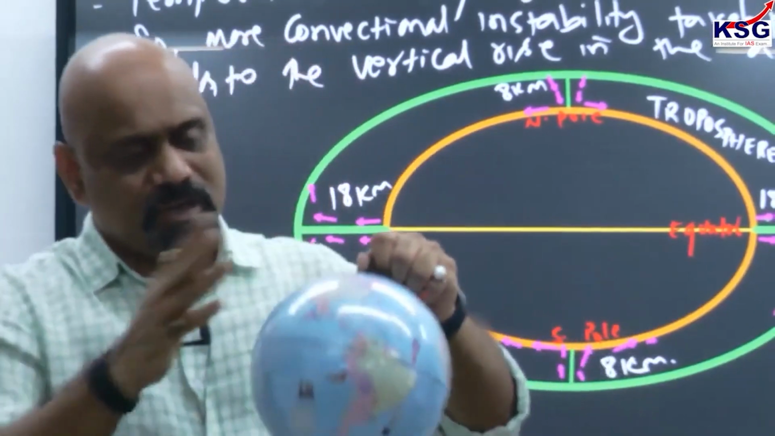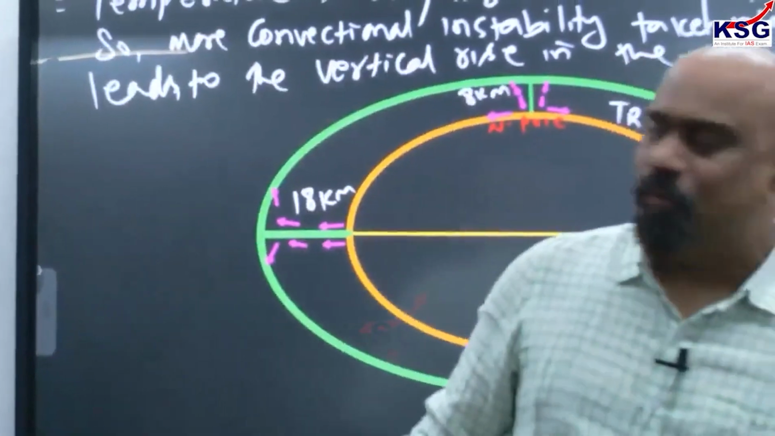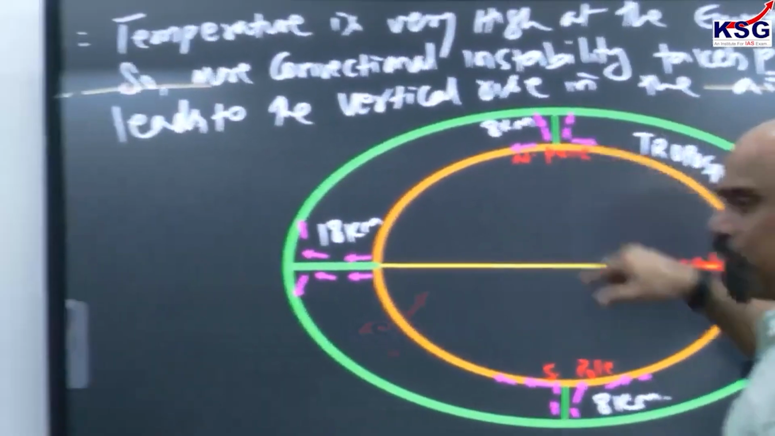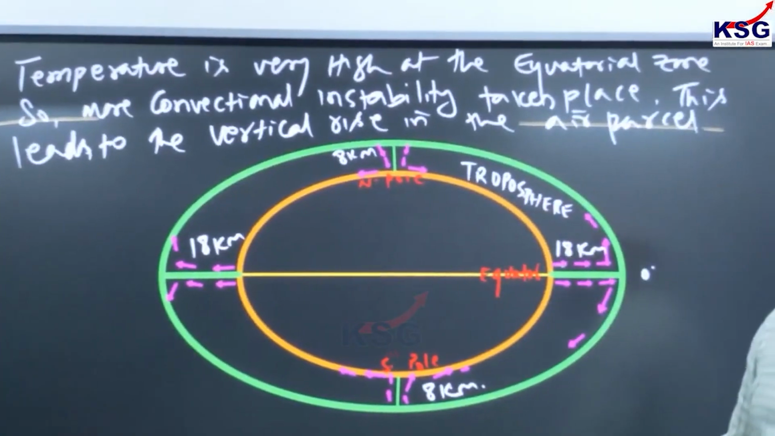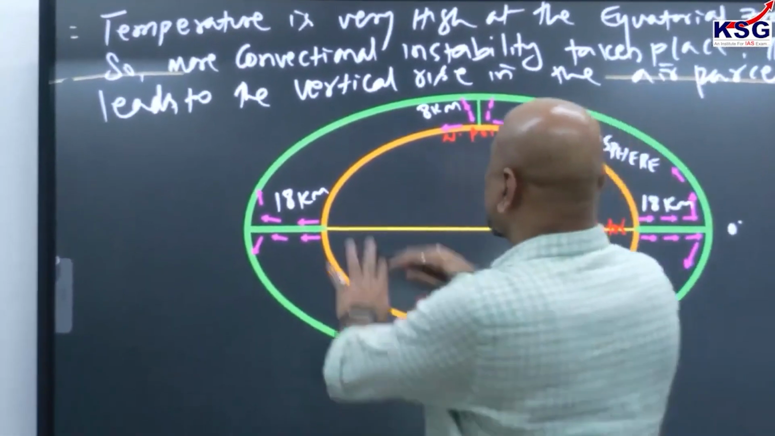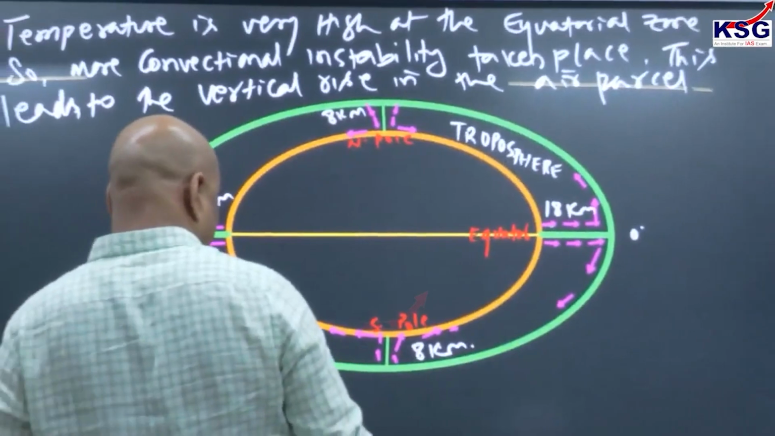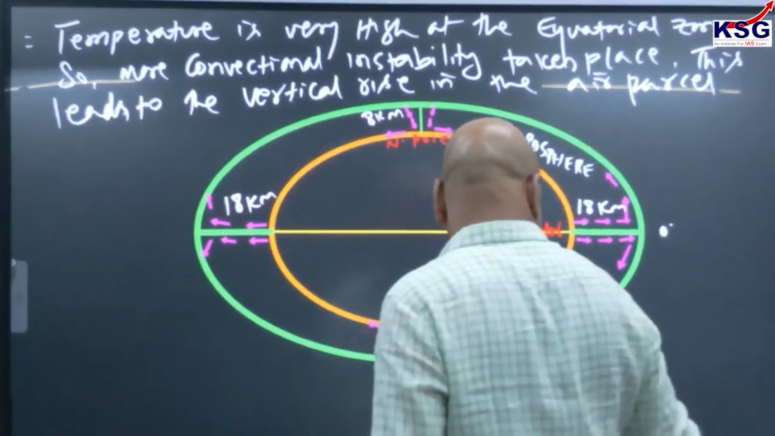So, you have 8 kilometer here, 18 kilometer here. I hope you got it now. Here you have 8 kilometer at the poles. At the equator you have 18 kilometer, and this here is the zone of mixing of all gases known as troposphere. Okay, clear?